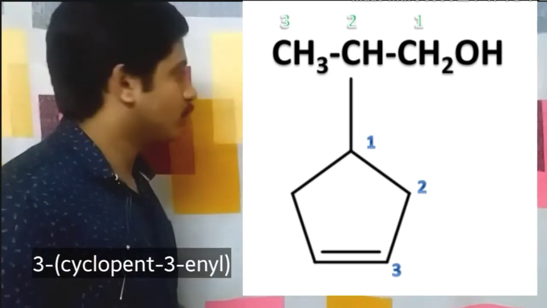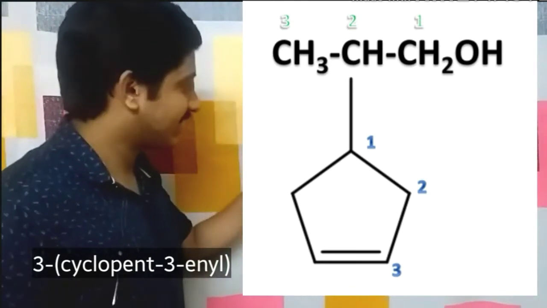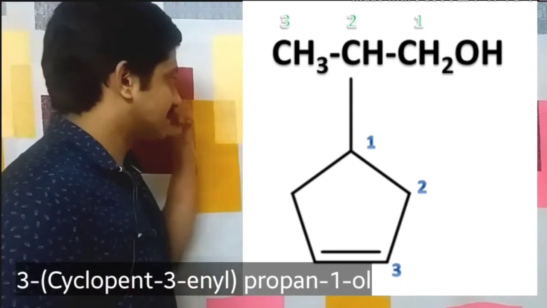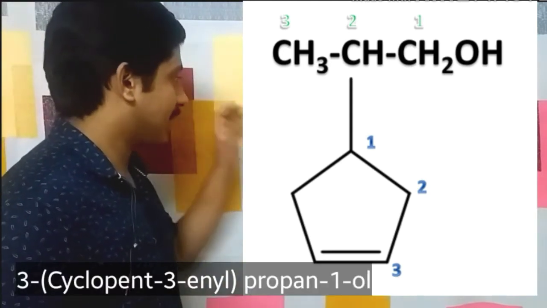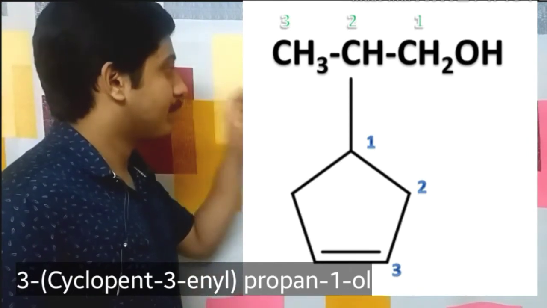So the IUPAC prefix will be 3-cyclopent-3-en-1-yl. So the IUPAC name will be 3-cyclopent-3-en-1-ylpropan-1-ol. Now let's go to the next step. That is, when the cyclic ring as well as the aliphatic chain both contain the functional group or multiple bonds, what will happen?